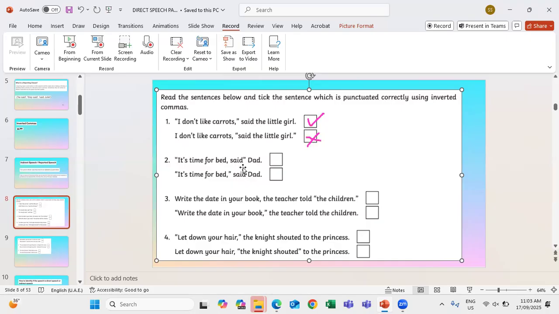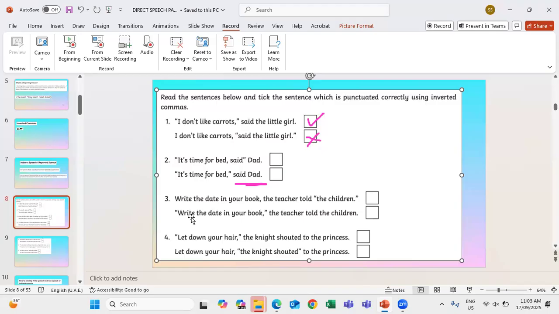"It's time for the bed," said dad. Again, the words exactly spoken by the person are, it's time for the bed, so they should be in the inverted commas. But here they have included said also in the inverted commas, where said is part of the reporting clause and need not be inside the inverted commas. And the second option is the correct one. It's time for the bed, said dad. This is the reporting clause, said dad. Here said is the verb and dad is the noun, and it's time for the bed is the direct speech, which is enclosed in the double quotes.